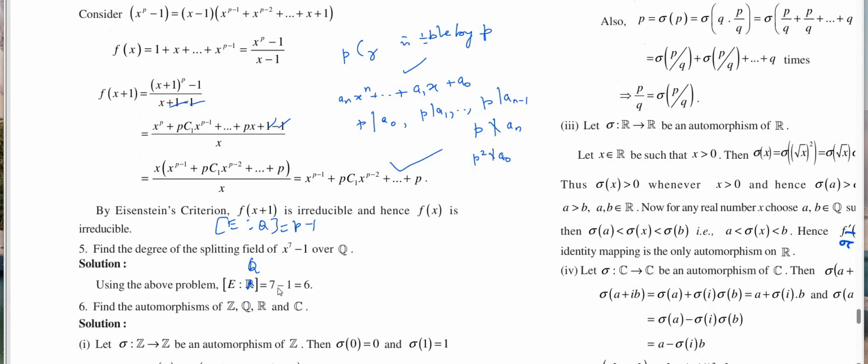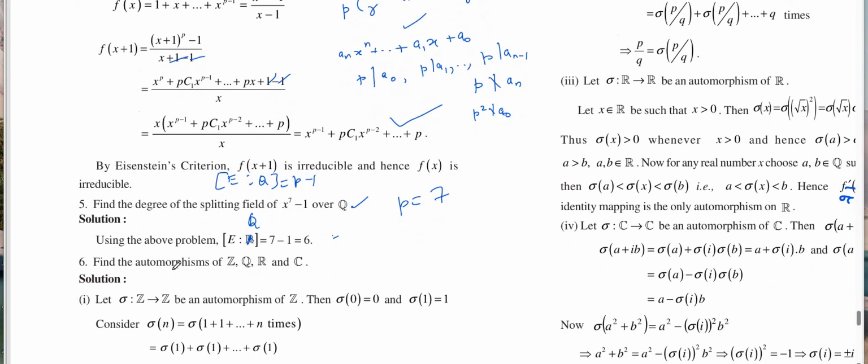Degree of E over Q to be 7 minus 1, that is, P is 7 here. So 6. So directly, like a one-word answer, you cannot answer. You'll have to establish this. If this question is asked, you have to establish this and then say that here the prime is 7. So you have the answer as 6.